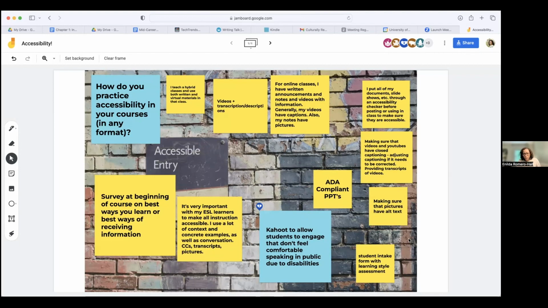Student intake form with learning style assessment. And I would say that learning preferences assessment is part of the learning design literature. We have talked extensively about the myth of learning styles, but I do like to highlight to my students the need and importance of the learning preferences that we have. And I can share some literature related to learning styles versus learning preferences.